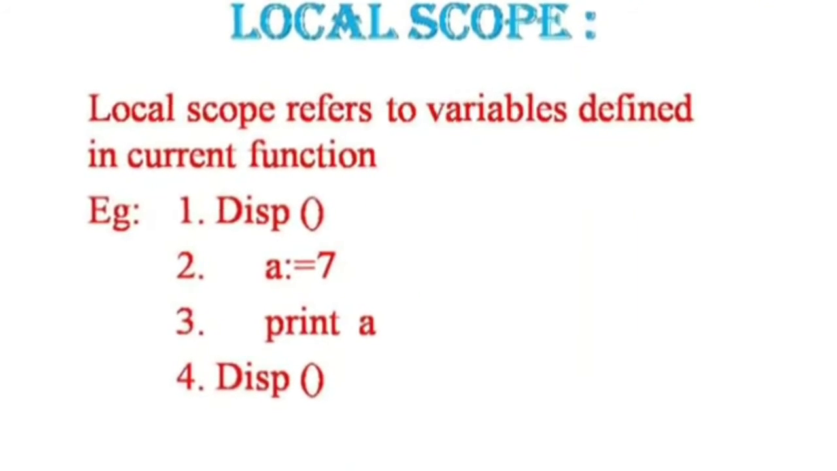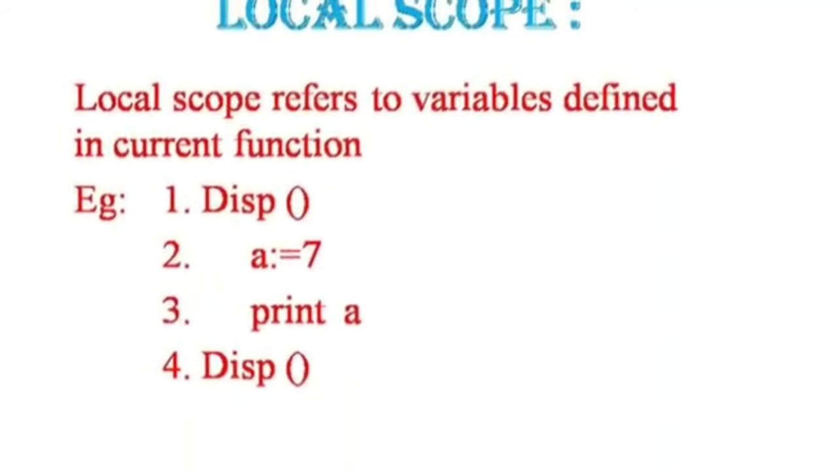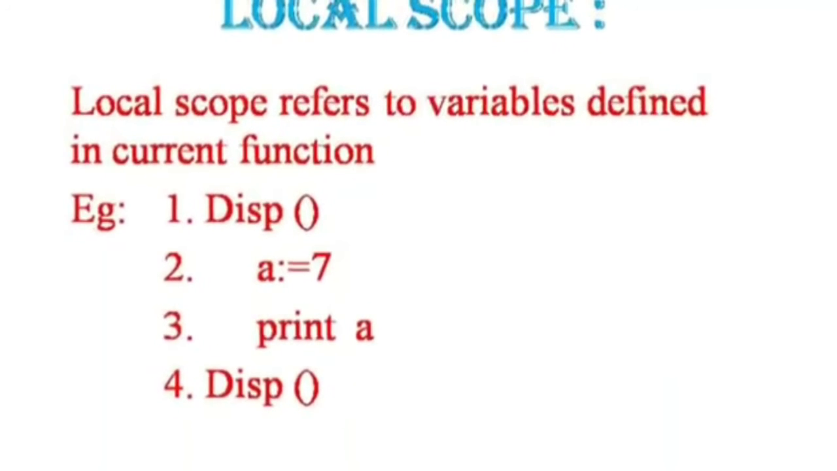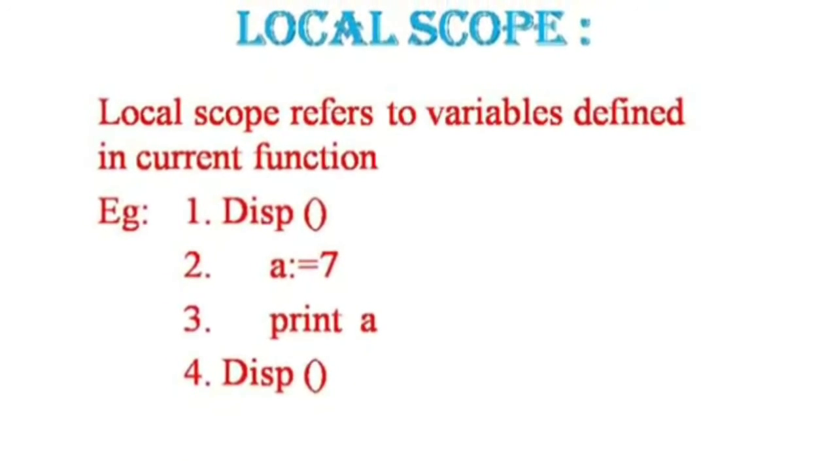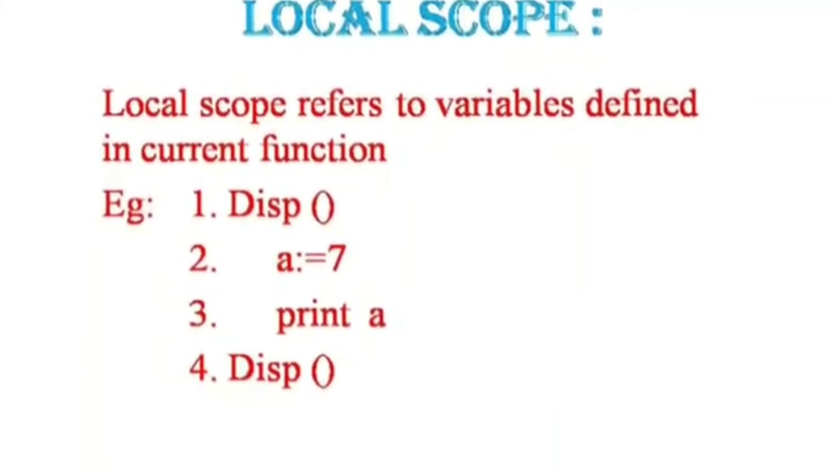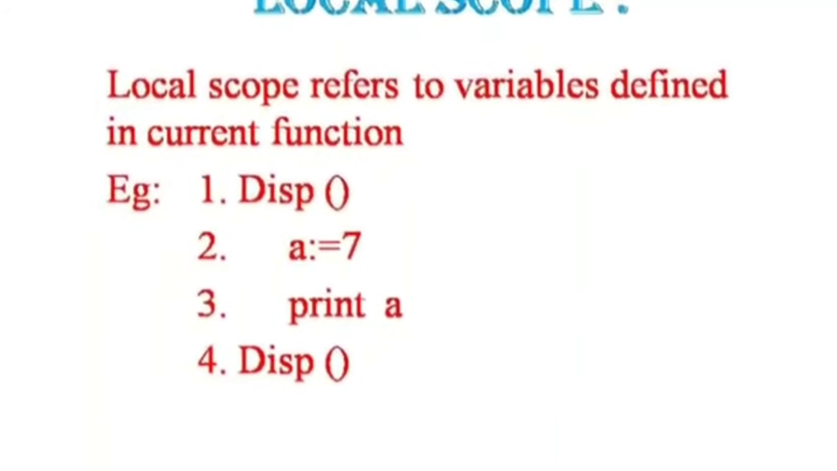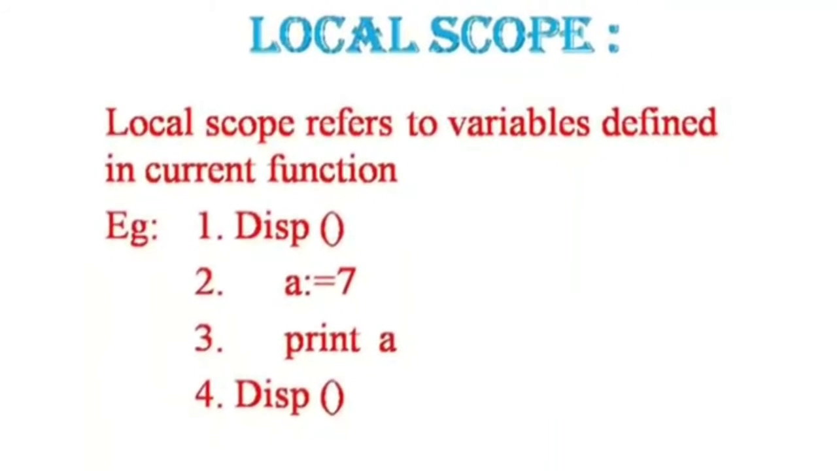Look at this example. Here, disp is a function. A variable A is defined inside the disp function and 7 is the value assigned to that variable A. So, local scope is nothing but when a variable is declared inside a function, it will only work in that function. Outside that function, the variable will be unavailable.